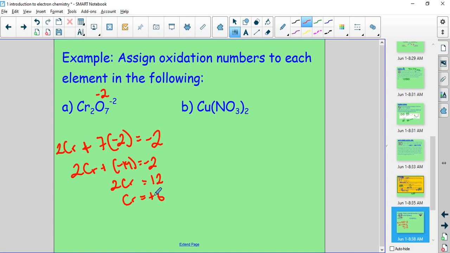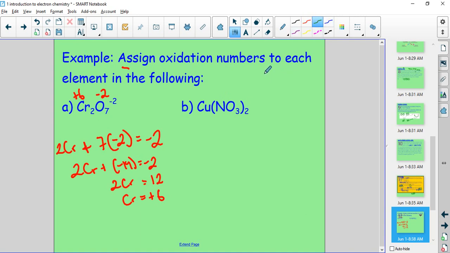So now we've successfully completed the assigning of oxidation numbers to each of these elements. Chromium is a +6, and oxygen is a -2. Just to check your work, if you'd like, you can take +6, multiply that by 2, and add that to -2 times 7, and you should get the charge as -2. So now we've assigned oxidation numbers, and we're done with A. Now, this is copper 2 nitrate, because nitrate we know to be a polyatomic.